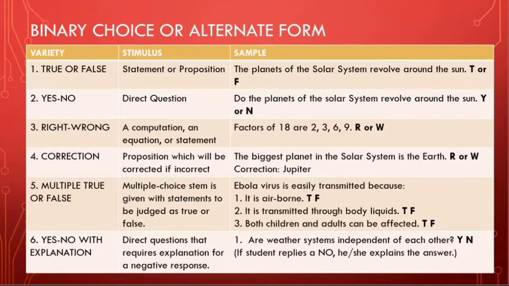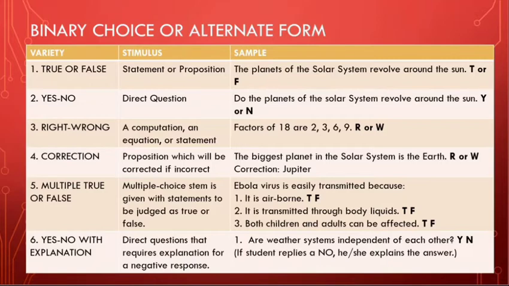Next, we have the correction type of binary choice. Here, our stimulus, the proposition, must be corrected if it is incorrect. For example, if you answer that the item is wrong, you need to provide the correct answer. That's the correction type of binary choice. As in our example here, the biggest planet in the solar system is the Earth, right or wrong? Since the answer is wrong, the learner will have to indicate the corrected answer, which is Jupiter.